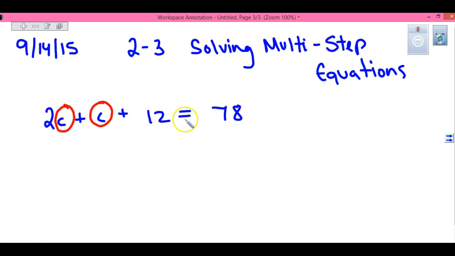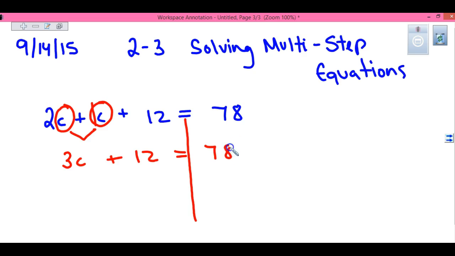In this equation, if I draw a line under my equal sign, I have two c's, or two terms with a c, on the left side of the equation. So I have to combine my like terms. What's 2c plus 1c? 3c. I drop down the plus 12, the equal sign, and 78. At this point, can I start solving my equation like we've done before? Yes. So what's the first step?